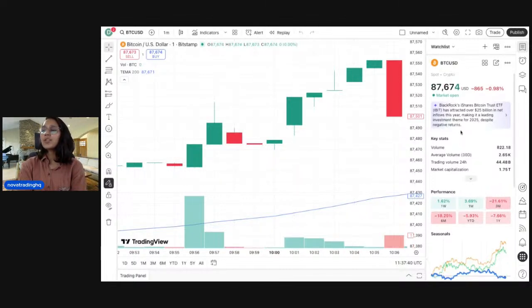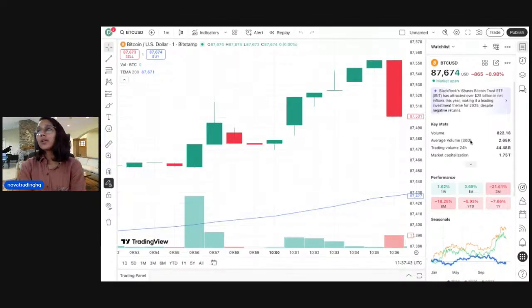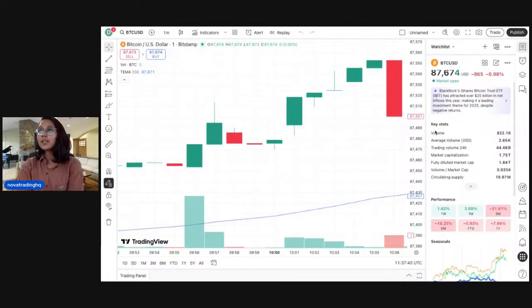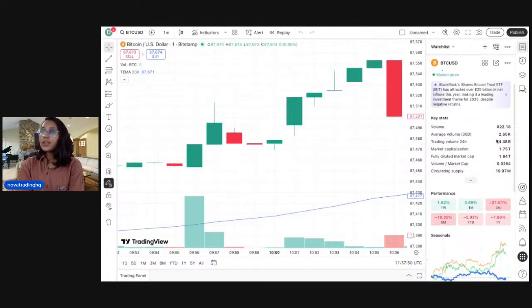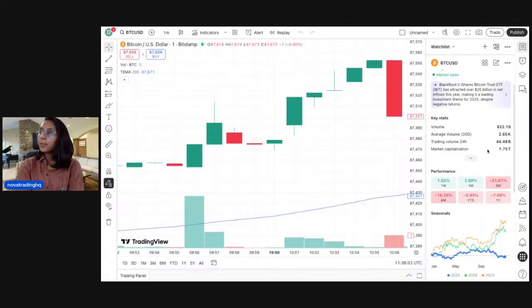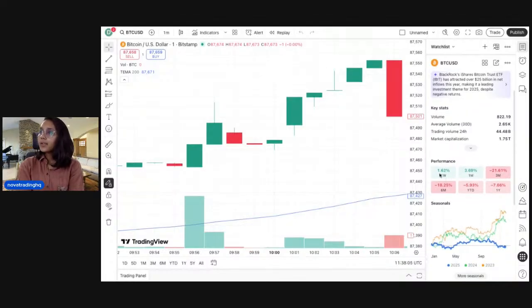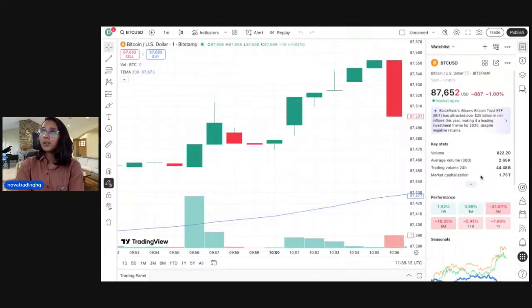As you can see, let's quickly have a look at the key stats. The average volume from the past 30 days is 2.65K. The trading volume from the past 24 hours is approximately 44.48 billion. The market capitalization is 1.75 trillion. The performance from the past 1 week is a 1.62% increase, and from the past 1 month a 3.69% increase. And for the rest of the months and year, it has not been very good.